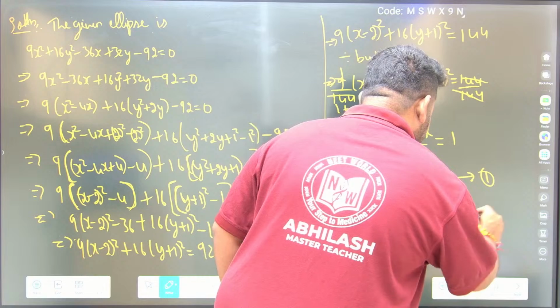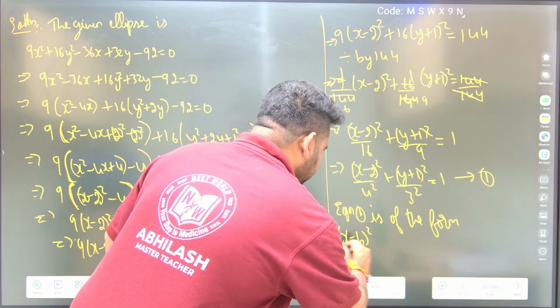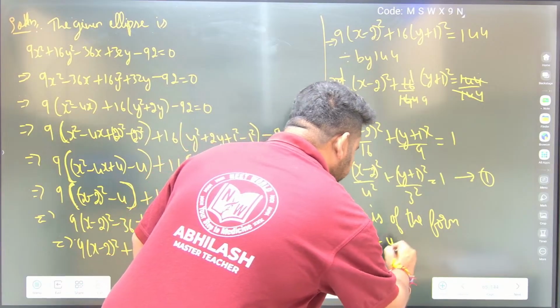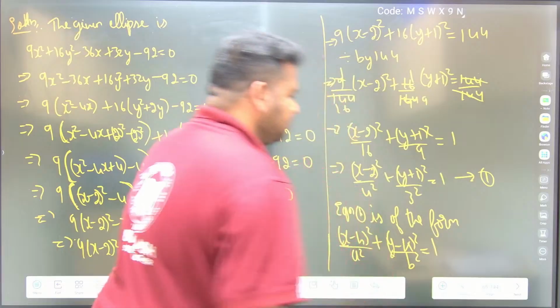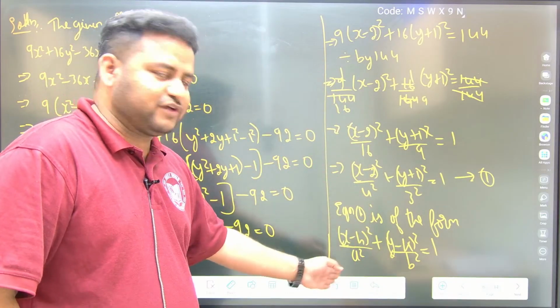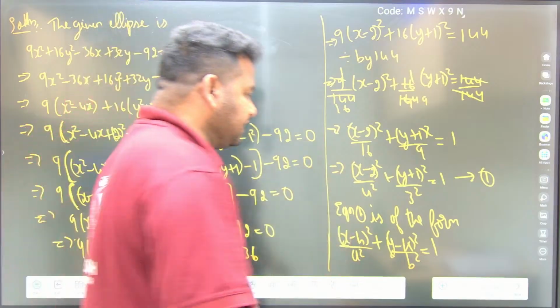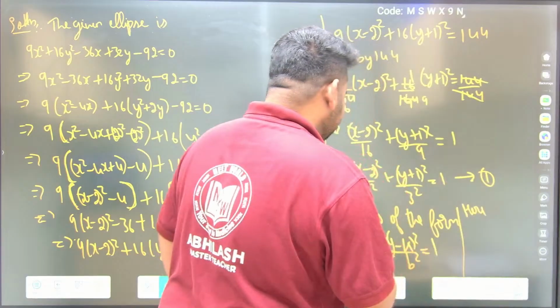Equation 1 is of the form (x minus h) whole square by a square plus (y minus k) whole square by b square is equal to 1. But what is the value of h, what is the value of k, what is the value of a, what is the value of b? You have to write it here. What is the value of h?